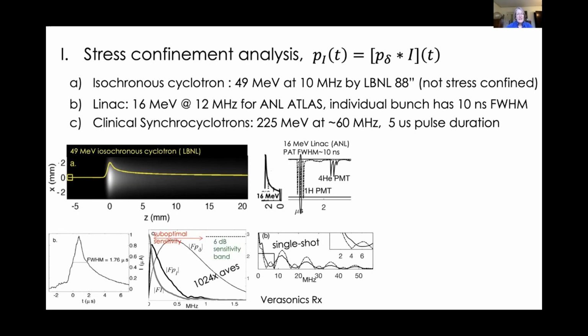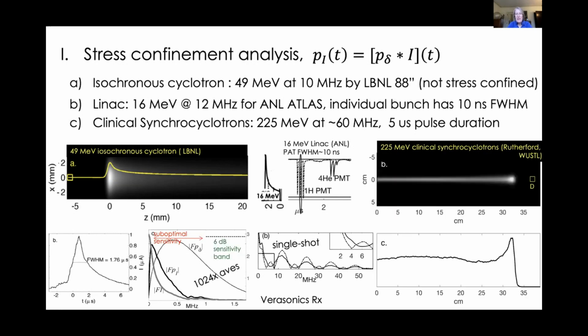Okay, finally, clinical synchrocyclotrons, they deliver much, much higher energy protons that travel much, much deeper in the patient. They spread out more. The Bragg curve is much smoother. And they deliver over about 5 microseconds. Now, if you notice the spatial scales here, now we're talking centimeters rather than millimeters. And so the requirement, the travel time across the Bragg curve is microseconds. So a 5 microsecond pulse duration isn't really such a bad thing.